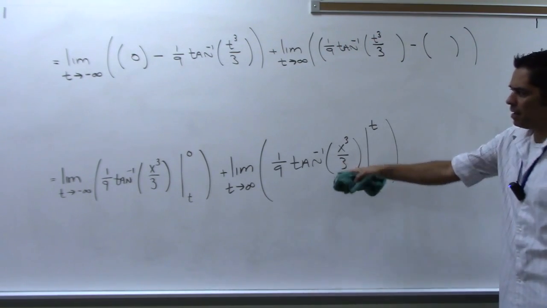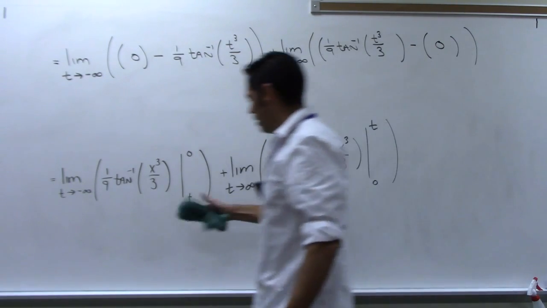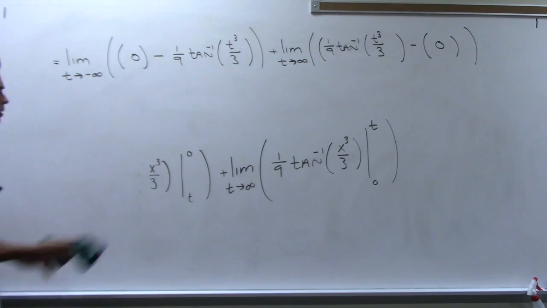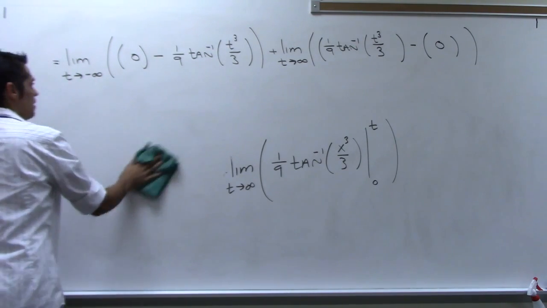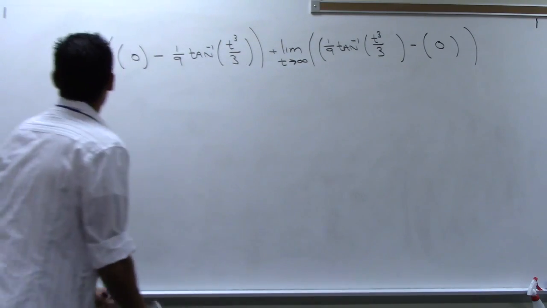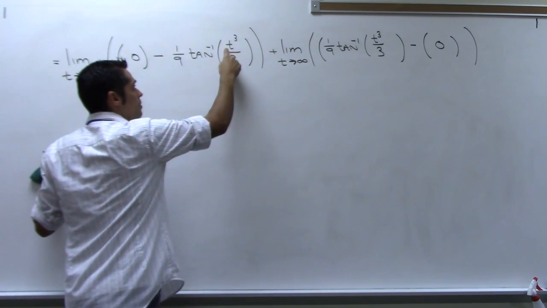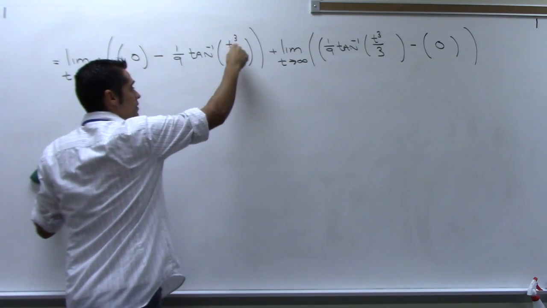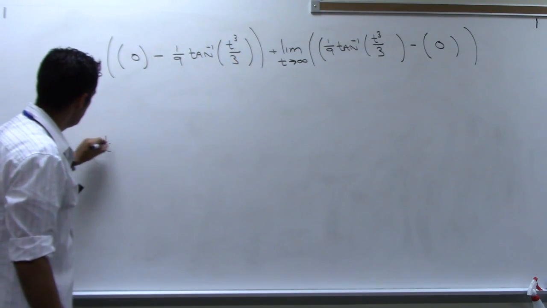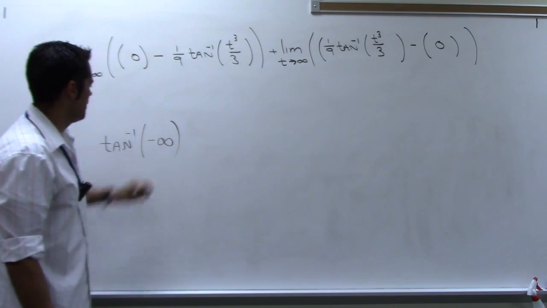When I plug in 0, I did that over there, I'm going to get the 0 again. And now I'm going to take the limit. Take the limit again. If I plug in negative infinity in here, a negative number cubed is still negative. So I get negative infinity on top over 3, it's still negative infinity. So the question becomes, what is arctangent of negative infinity?